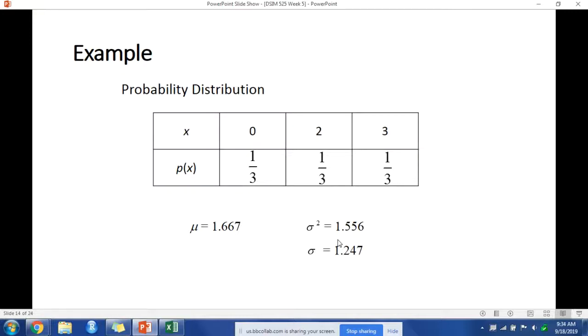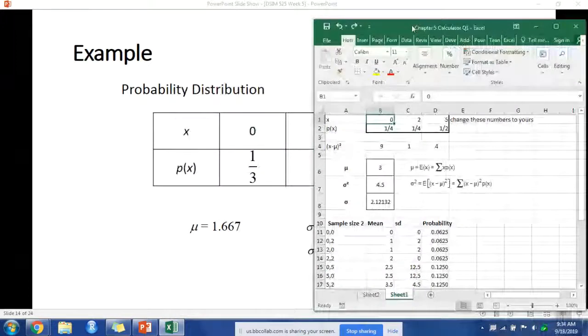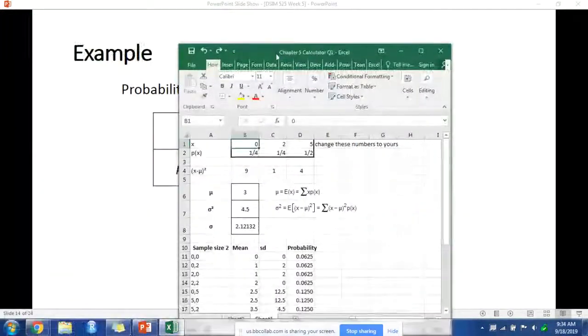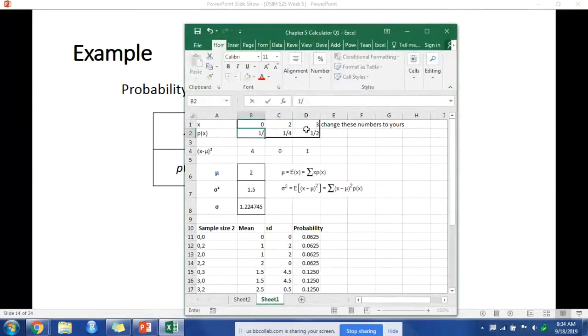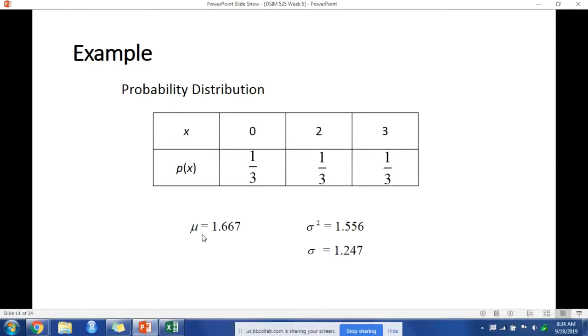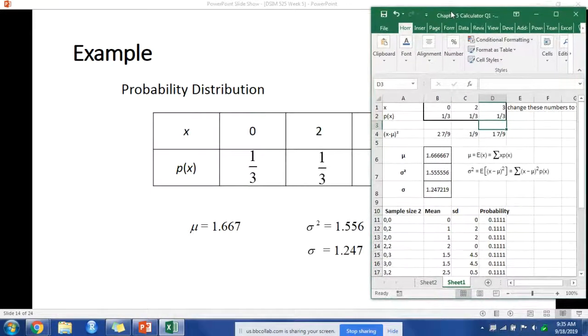Let's do an example. We have this probability distribution. Let's see, I can pull this up. The random variables are 0, 2, and 3 with equal probabilities. Let's go closer. So with this calculator, we can find the population mean of 1.667 by doing the sum product formula. We're going to multiply a random variable x vector times the probability of those random variables occurring. So that's why I wanted to show you the sum product function.